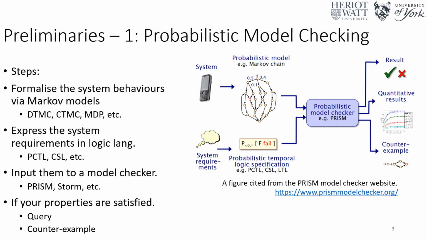First, we need to formalize the system behaviors by Markov models like DTMCs, CTMCs. Second, we need to specify the system requirements, that's the properties to be verified, in some logic language. Then we need to input both the system model and the formal properties into some model checker like Prism or Storm. We can know if the properties are satisfied or not. Or simply we can query the model checker, what is the quantitative result of the properties of our interest.